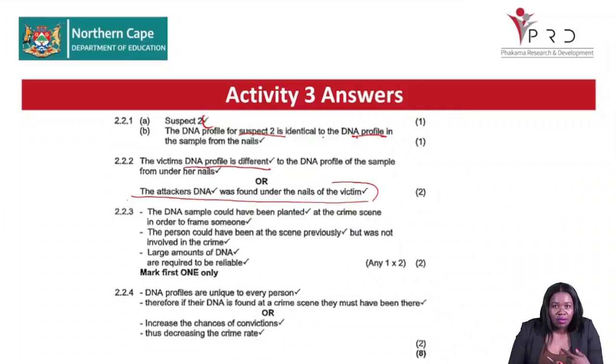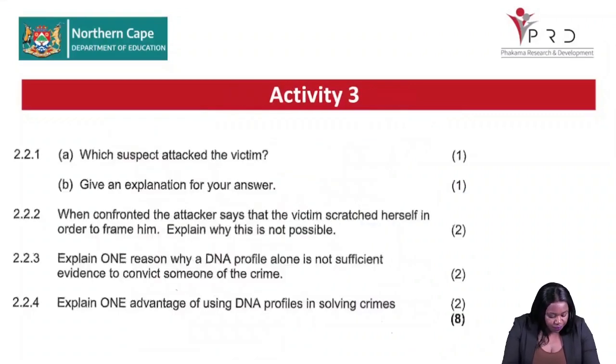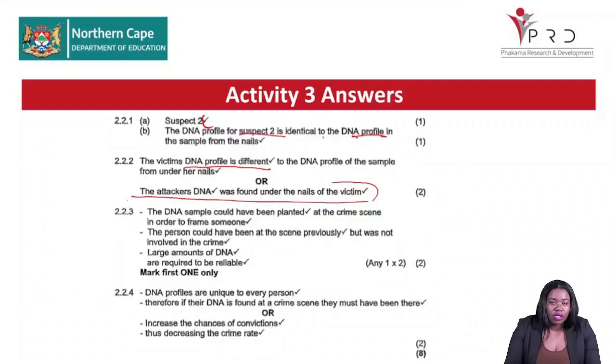Again, remember, we need large samples to confirm that these are actually reliable results. And some errors could have also taken place when the profiles were made, so that cannot be a reliable way. Last question, 224. Explain one advantage of using DNA profiles in solving crimes.